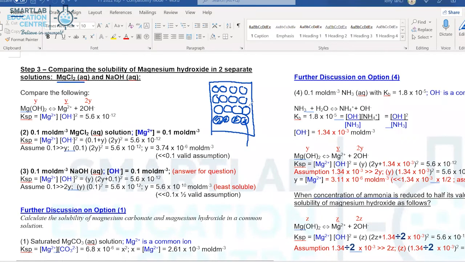Similarly, in the same vein, when magnesium hydroxide dissolves in sodium hydroxide, the common ion is OH-. So it means that even before magnesium hydroxide could dissolve, some of the seats have already been occupied by OH- as a result of sodium hydroxide dissolving in water. So it means that there are also fewer seats now available for magnesium hydroxide to occupy in the solution. Therefore, the solubility of magnesium hydroxide would also reduce. Hence, in conclusion, a common ion effect will lead to lower solubility of the insoluble salt.